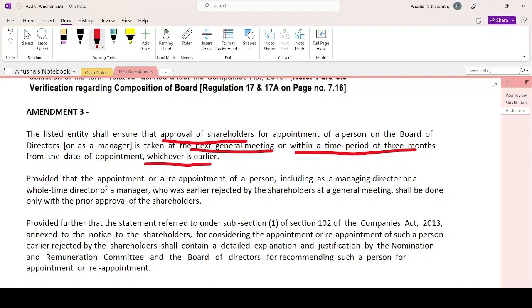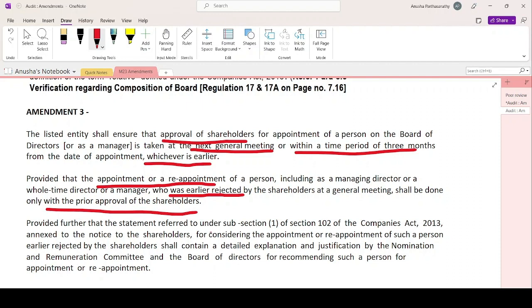Now, this proviso is newly included for the syllabus. Provided that the appointment or reappointment of a person, including a managing director or a whole-time director who was earlier rejected by the shareholders in the general meeting, shall be done only with the prior approval of the shareholders.